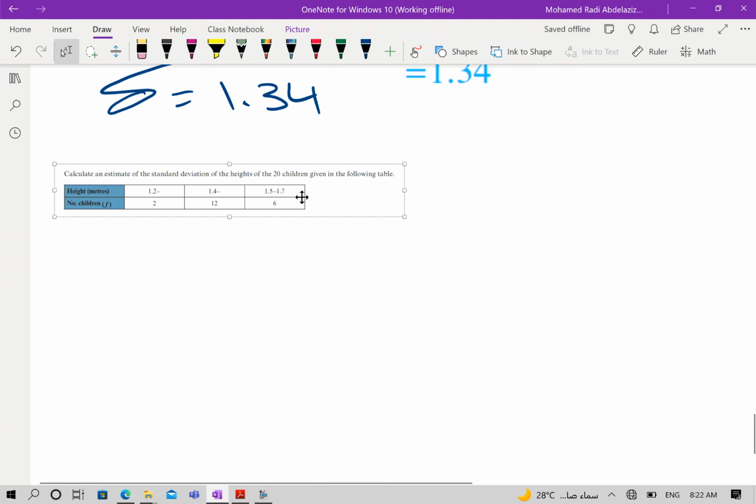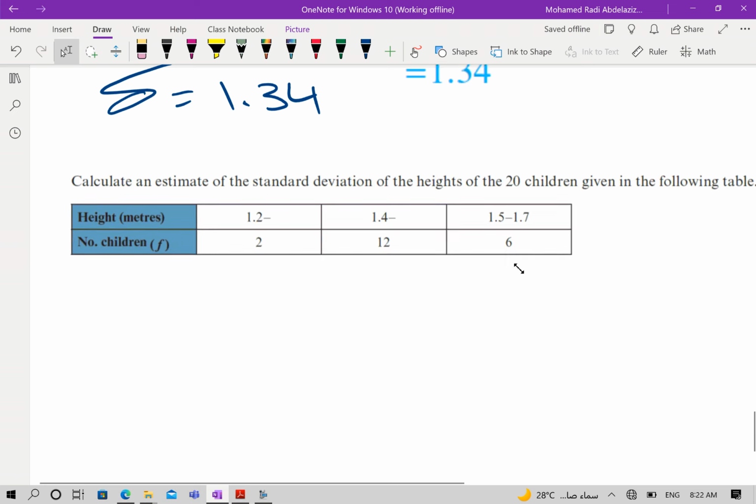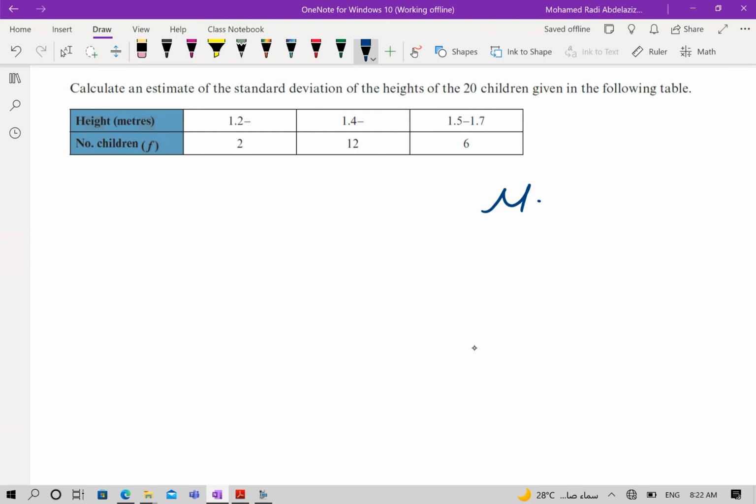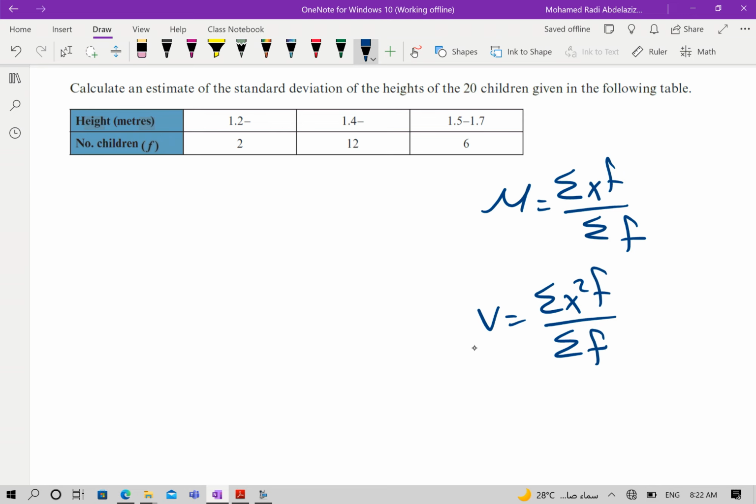How to calculate the standard deviation from a grouped table? From a grouped table. Same. Mu is sum of xf divided by sum of f. Variance is sum of x squared f over sum of f, minus sum of xf over sum of f, the whole squared. It's given in the formula sheet.